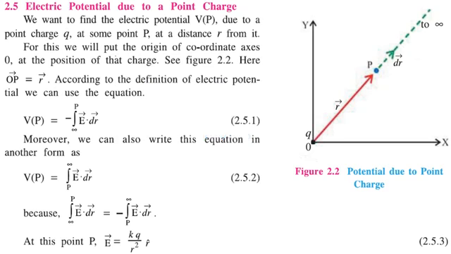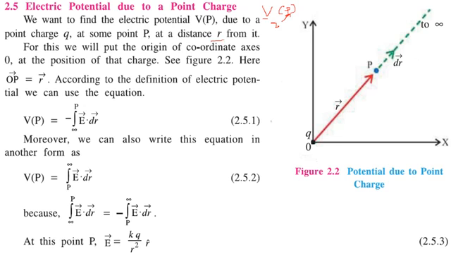Electric potential due to a point charge. We are interested in finding the electric potential, V(P), for a charge Q at some point P, which is at distance R from it.